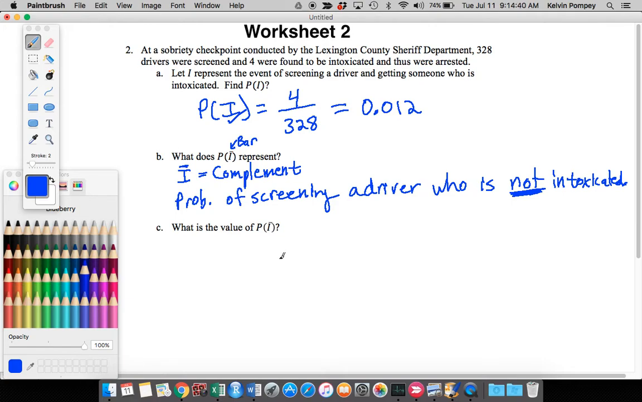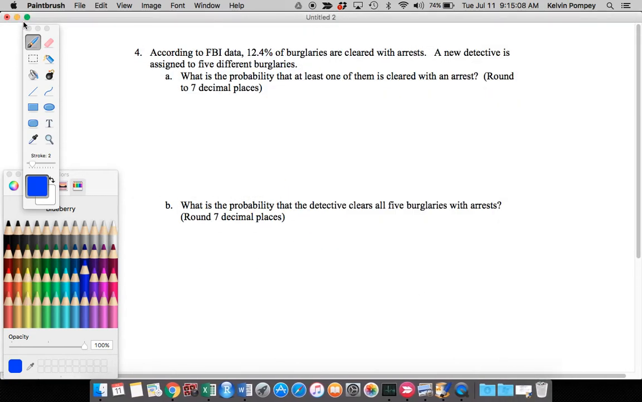And part C, what is the value of P of I complement? Well, there's a relationship between the complement and the actual event. Probability of a complement equals 1 minus the probability of the event, right? And so since we already know that the probability of the event was 0.012, as we found in the first part, this would be 0.988. All right, let's go on to number 4.